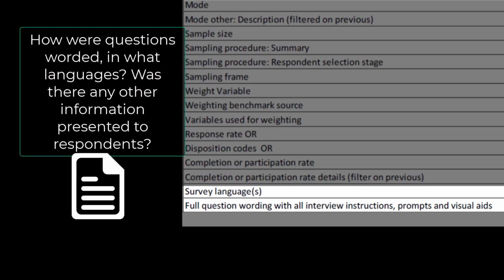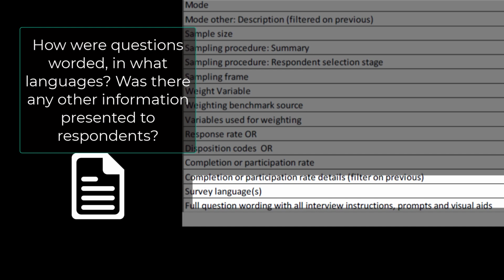Finally, you can't overestimate the importance of question wording. But polling results can be affected not just by the wording of the questions and response categories. Results can also be affected by introductory language or visual aids if a poll is conducted online or in person. So the Roper Center asks for full question wording with all instructions and prompts.